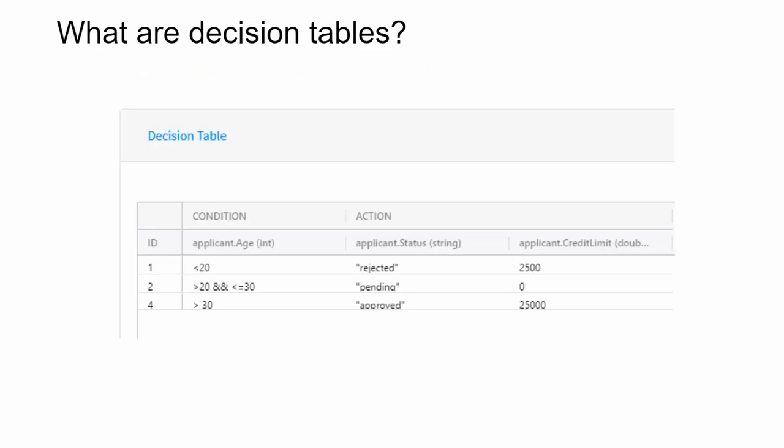A decision table represents a set of customizable rules which get triggered when conditions mentioned in the decision table are met. Actions comprise the respective decisions for various conditions.